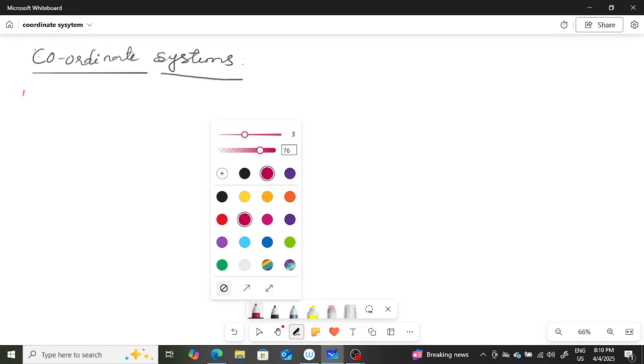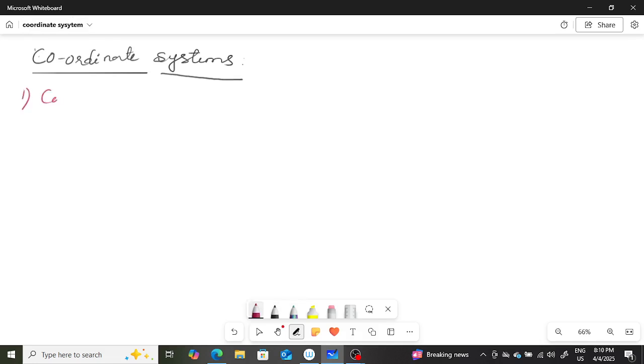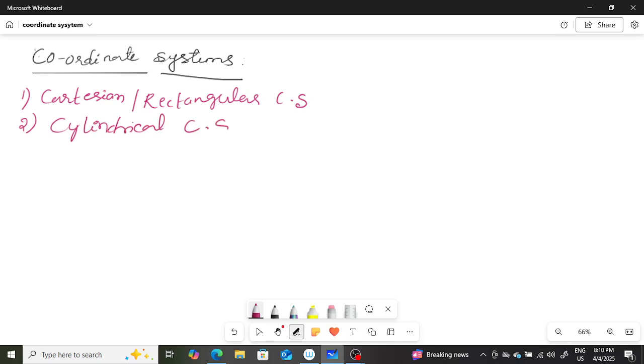What are those coordinate systems? First is the Cartesian coordinate system, which is also called the rectangular coordinate system. The second one is the cylindrical coordinate system. The third one is the spherical coordinate system.